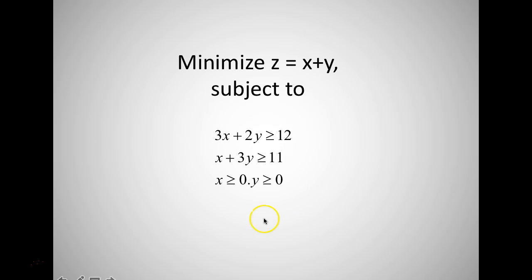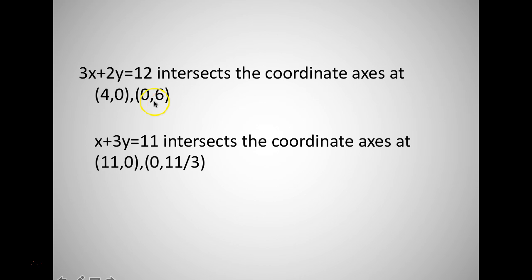Now coming to the next problem, how to draw the graphs and find the optimal points. Minimize z equal to x plus y subject to 3x plus 2y greater than or equal to 12, x plus 3y greater than or equal to 11, x greater than or equal to 0, y greater than or equal to 0. Now the line 3x plus 2y equal to 12 will intersect the coordinate axis at (4, 0) and (0, 6).